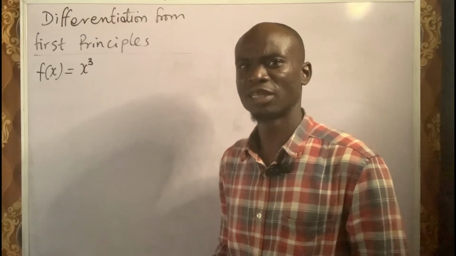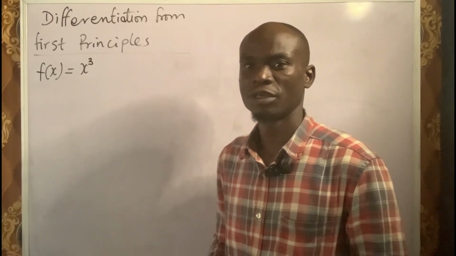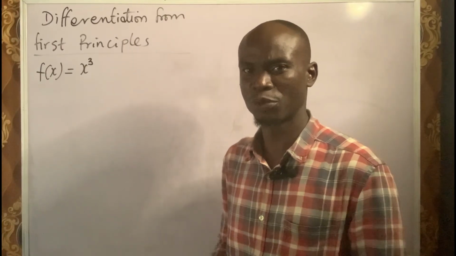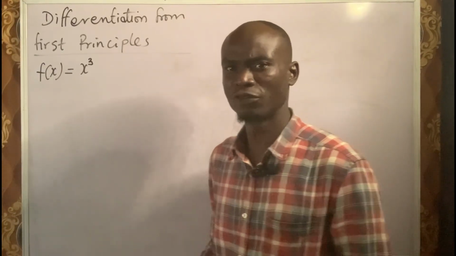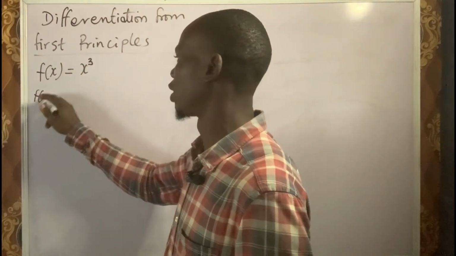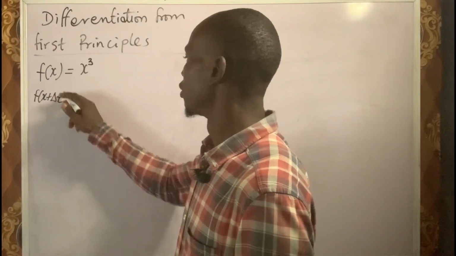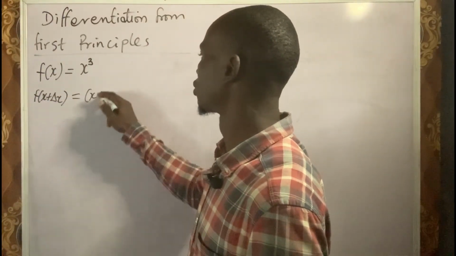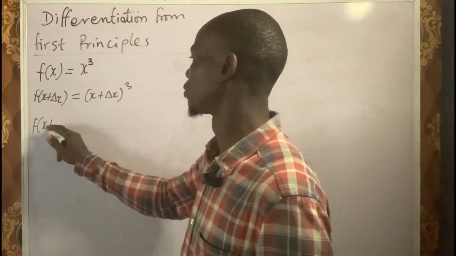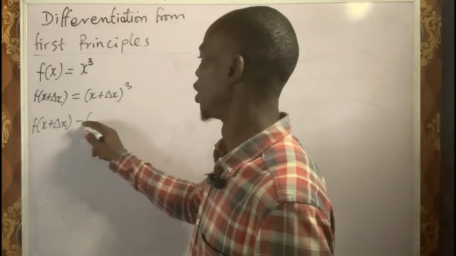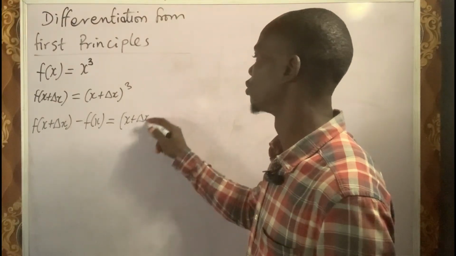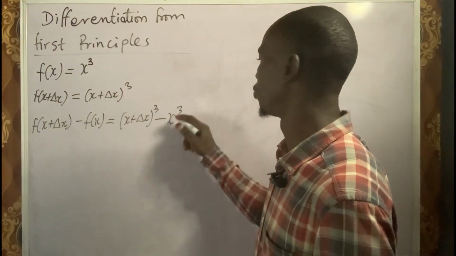So this time around, we are looking at a case that involves x cubed. So when we see a case that involves x cubed, it means we need to remember the expansion I gave in the previous example. So let's see what this will give us. If we follow the procedure again, we are going to have f(x + Δx) equal to (x + Δx)³. So f(x + Δx) − f(x) will be equal to (x + Δx)³ − x³.